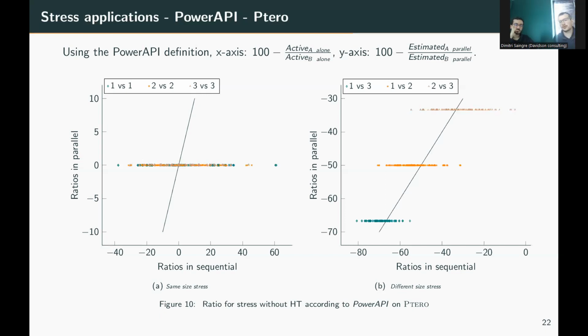And on the second figure, we did the same experiment, but this time the two applications we executed in parallel were not of the same size. For example, application A was using only one core against an application B that was using 3 CPU cores. And we can see three clusters based on the amount of CPU time that the applications are using.